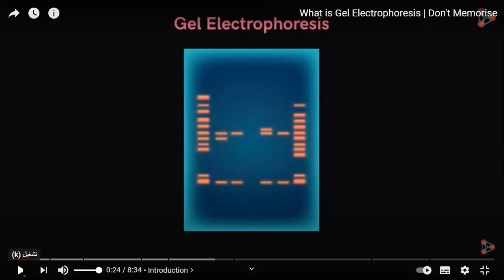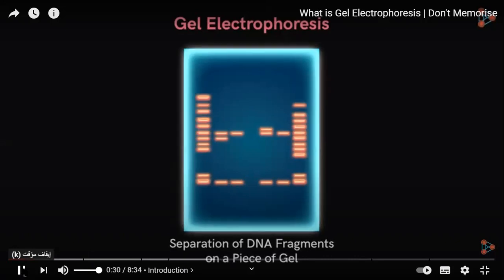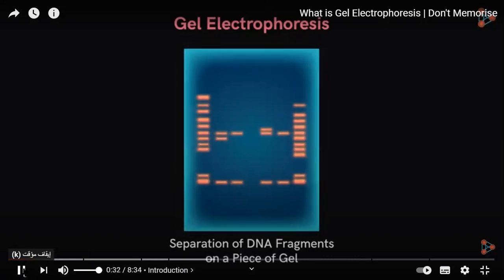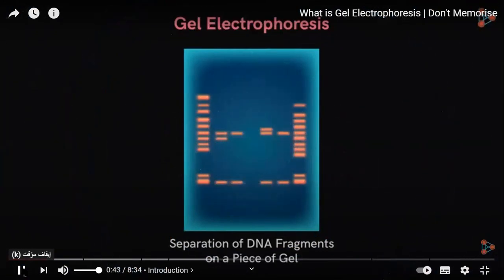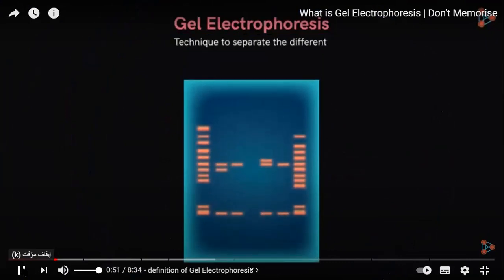Let's see how. Doesn't this sound very difficult? Separating DNA fragments on a piece of gel? But actually, the process of gel electrophoresis is not very difficult. In fact, it's quite easy. Let's have a look at how the process works and also the principle behind it. Let's begin with the definition first. Gel electrophoresis is a technique to separate the different DNA molecules based on their sizes.